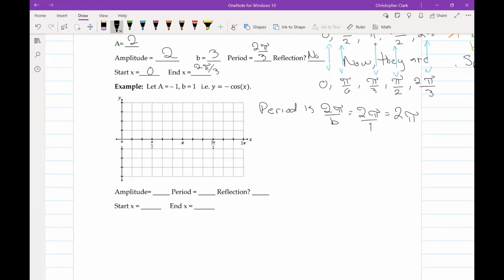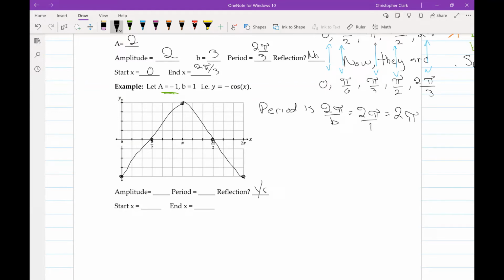But with this a of negative 1, we're going to flip it. So normally cosine of 0 is 1, but because we now have a negative out front, it becomes negative 1. Pi over 2 is 0. Pi, cosine of pi is negative 1, but we flip it because we have negative a. 0 at 3 pi over 2, and then 2 pi normally is 1, but now we flip it and it's negative. So this looks just like our graph from before, but it's been reflected.